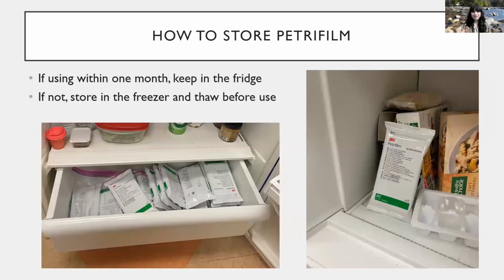So, very important. And then our Petrifilm. I mentioned before that Petrifilm needs to be kept cold. You should either keep it in the fridge if you plan on using it within a month, or if not, then you can store it in your freezer and then just thaw it before you use it. When you're storing it and you're going to use it, make sure again to pay attention to those expiration dates.